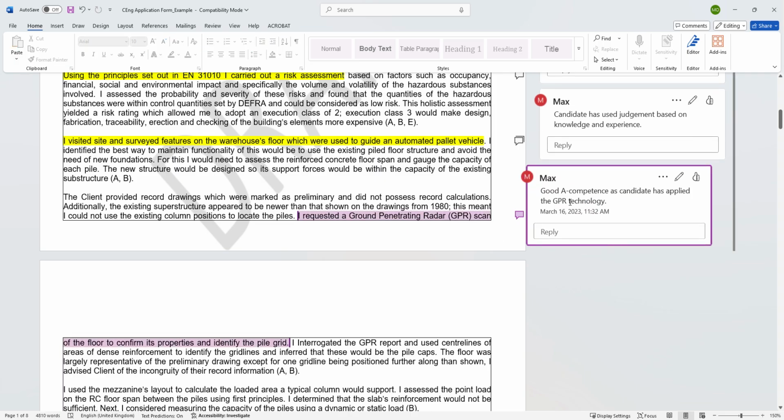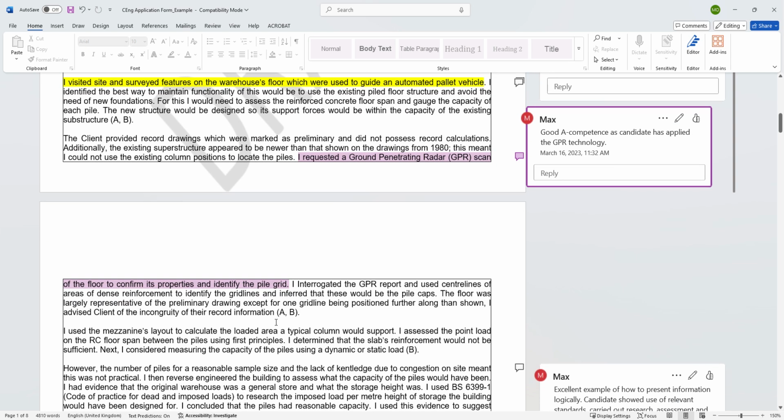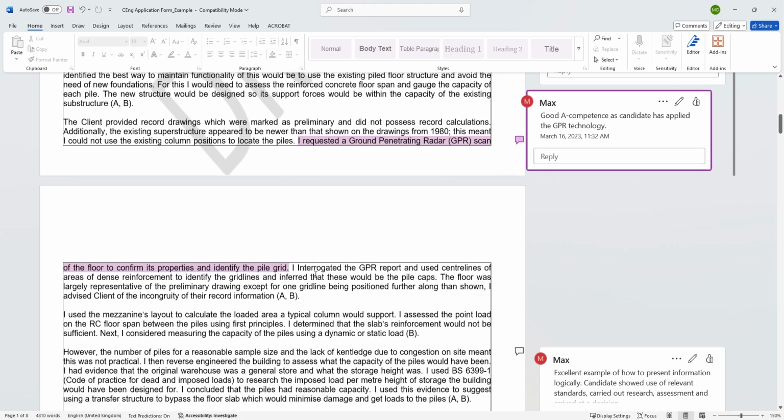So here the comment was, this was a good example of competence A because the candidate has applied a technology. So this is a technology that the candidate is applying. Obviously, in the interview, you would have to expect questions on the technology you've applied. So questions like, why did you select that technology? Why not others? What are the advantages and disadvantages of this technology?